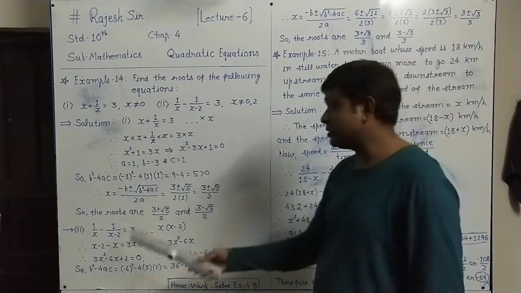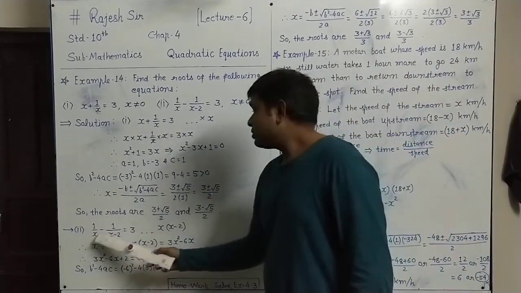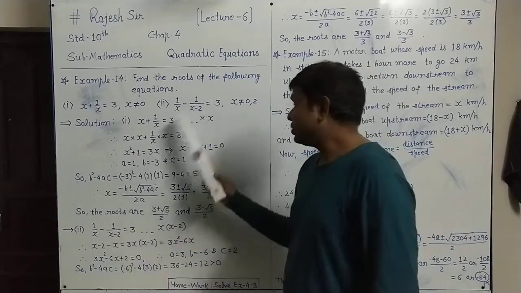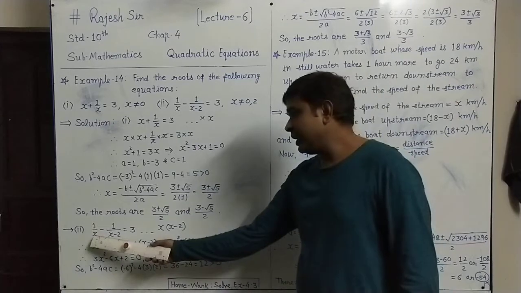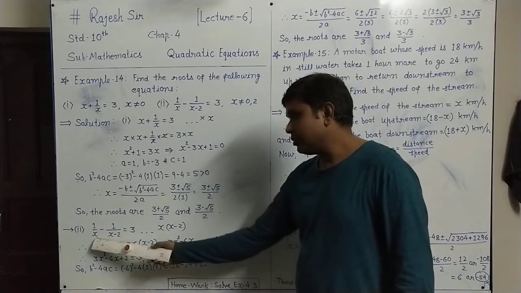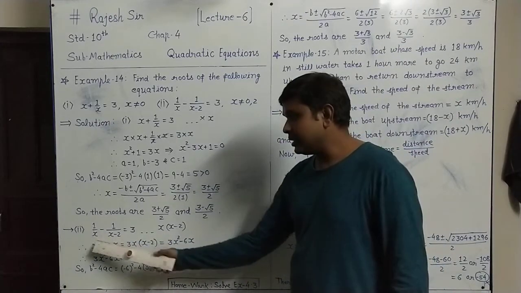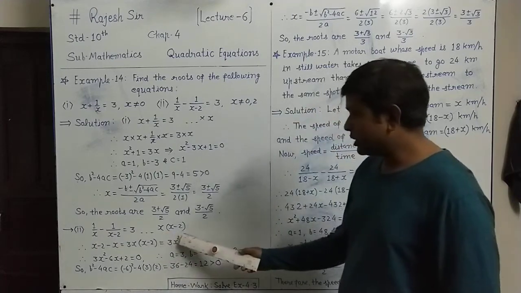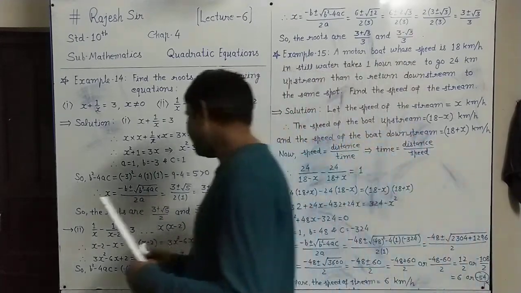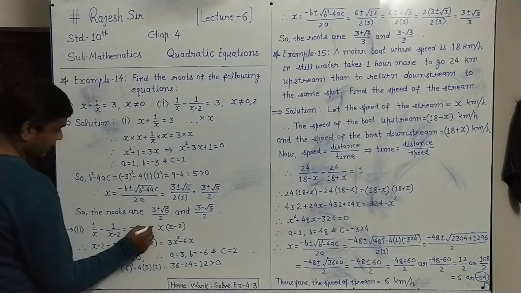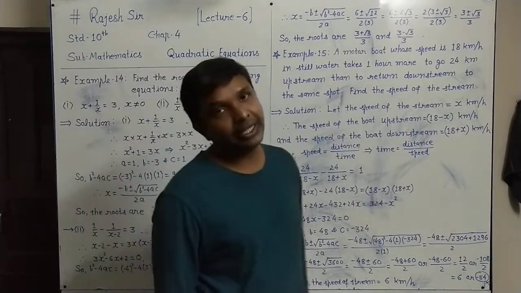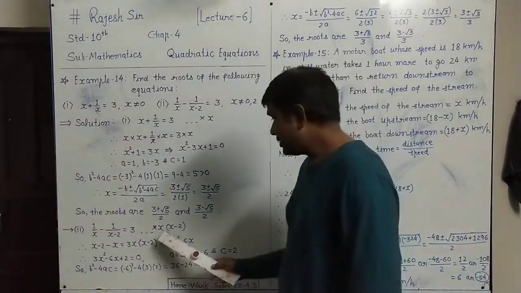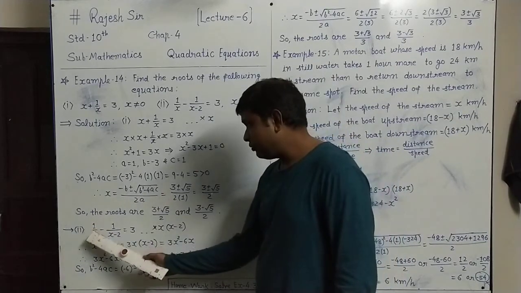Now the second equation is 1 upon x minus 1 upon x minus 2 equals 3. In this also we have x and x minus 2 in the denominators, so we multiply by the LCM, x into x minus 2, on each and every term of the whole equation. Here we have not shown this multiplication in detail, we have directly multiplied, as you can understand, x into x minus 2 with 1 upon x.